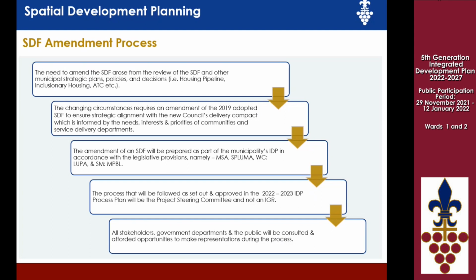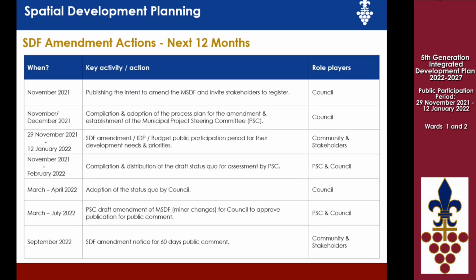Then the next step, the process that will be followed as set out and approved in the 2022-23 IDP process plan, will be the project steering committee and not an IGR. Then finally, all stakeholders, government departments and the public will be consulted and afforded opportunities to make representation during this process.